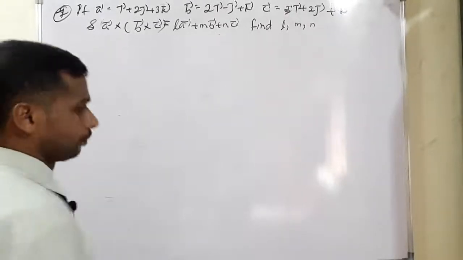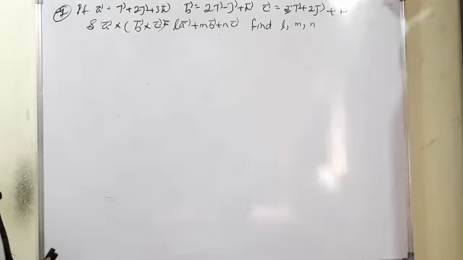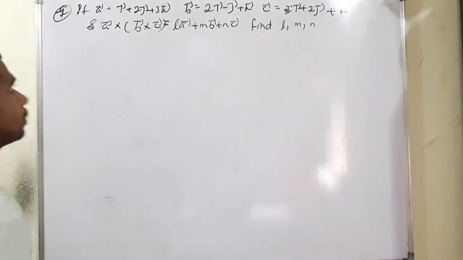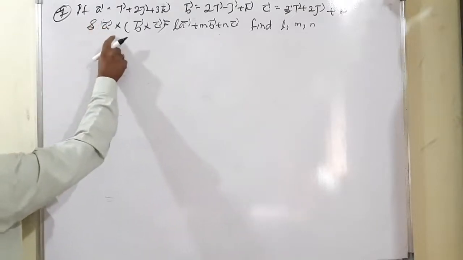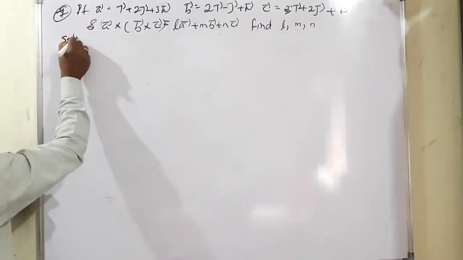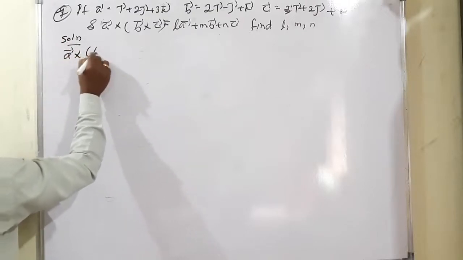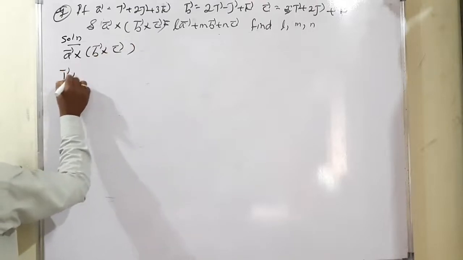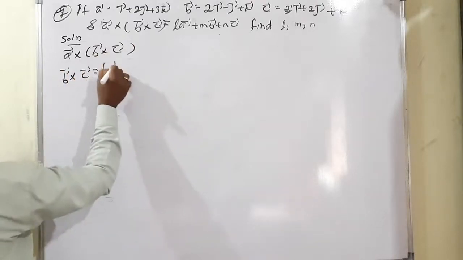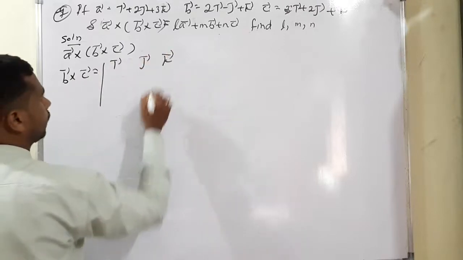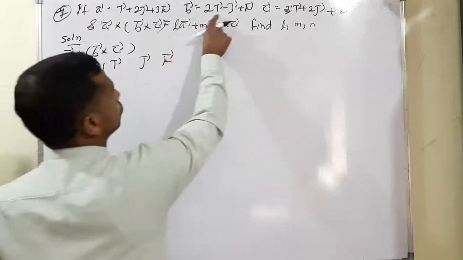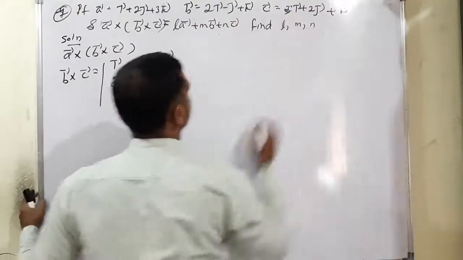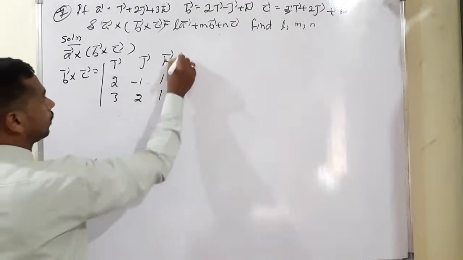Question number 7. One of the important 5 mark questions: we need to find the values of L, M, N. Given 3 conditions. First, we have to find the term A vector cross (B vector cross C vector). B vector cross C vector means the determinant with i vector, j vector, k vector; B vector is 2, minus 1, 1, and C vector is 3, 2, 1.